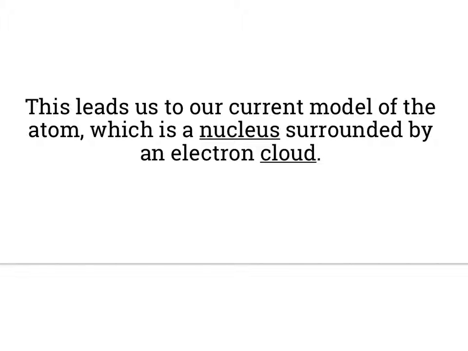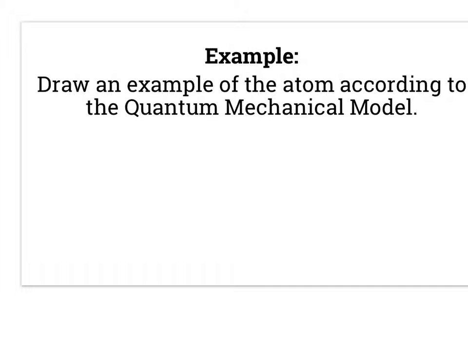So that leads us, again, to our current model of the atom, which is a nucleus surrounded by an electron cloud. Commonly called the cloud model, by the way, but quantum mechanical is the more official name, if you will. And that basically, again, comes down to a nucleus surrounded by a bunch of dots in a somewhat cloud shape.